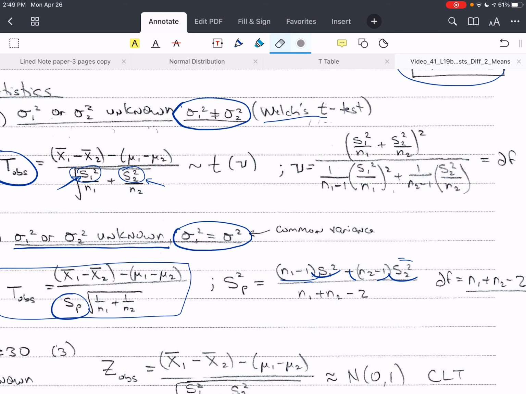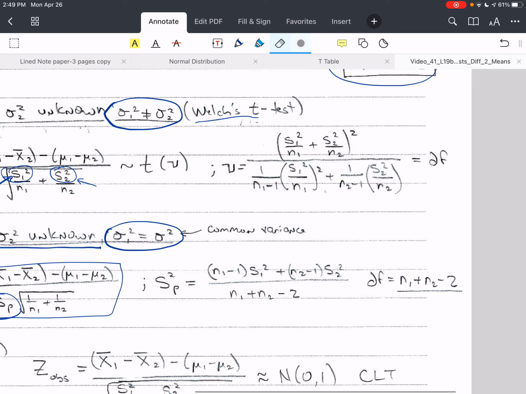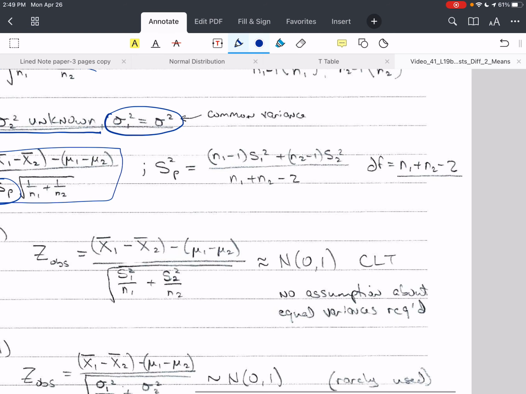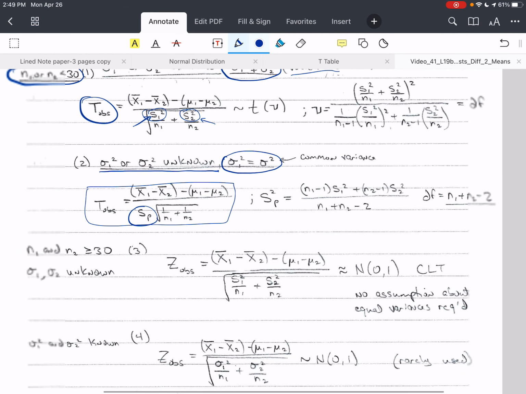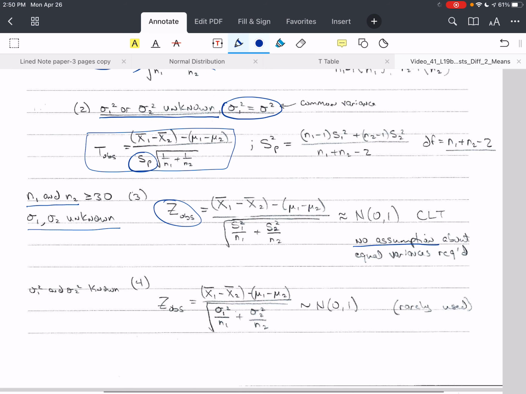In this equation, the degrees of freedom are a lot easier to calculate. It's just n1 plus n2 minus 2. Okay? And then if both n1 and n2 are at least 30, and it doesn't matter if sigma 1 or sigma 2 is known or unknown, we can use z, by the central limit theorem. And this is where we have no assumption about equal or common variances. All right? And we don't have to worry about degrees of freedom because it's a z.